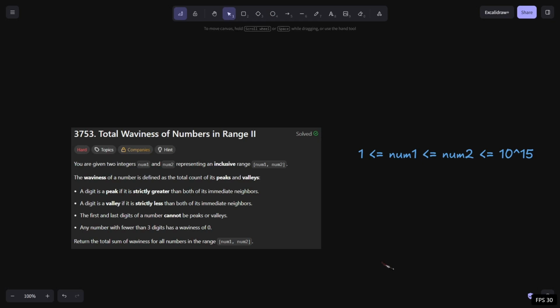So let's see the problem of the day. The problem here is the same as we did yesterday. We have to count the total number of waviness in a given range.